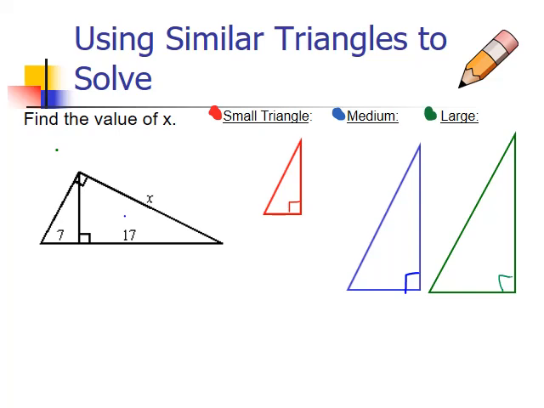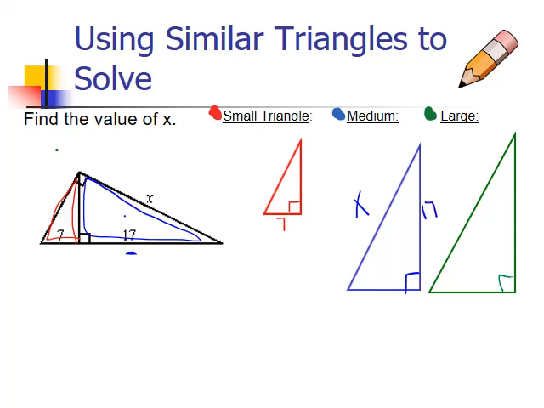So looking back at our small triangle in this image, remember that was this triangle right here. We said that the short leg was 7 units long, and we didn't know anything about the hypotenuse or the long leg. So now we're going to look at the medium triangle, which was this triangle right here, remember? We said the hypotenuse of that triangle was x, and we also said that the long leg of that triangle is 17.